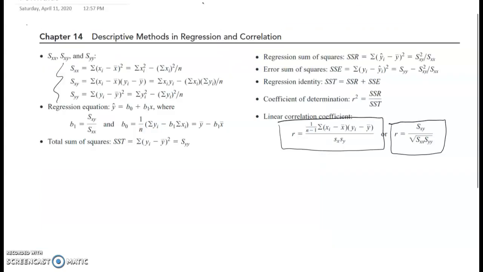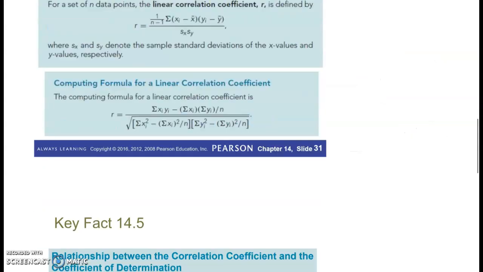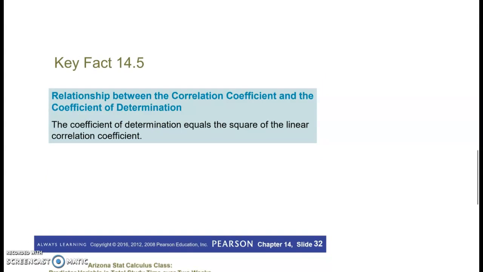Now, you may also notice, let's go back to the formula sheet for a second, that your coefficient of determination is R squared and your linear correlation coefficient is R. And it is no coincidence that they both use an R. The other relationship between correlation coefficient and coefficient of determination is that the coefficient of determination equals the square of the linear correlation coefficient. So you can find your coefficient of determination, which is R squared, by simply taking your correlation coefficient and squaring it.